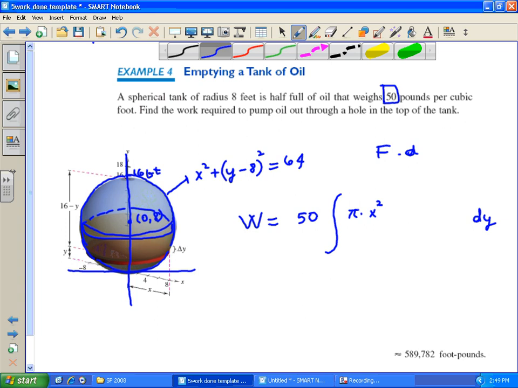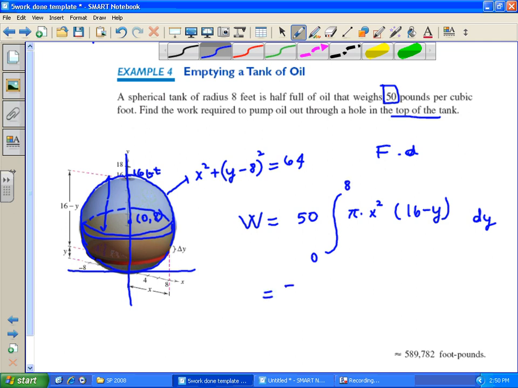And about the distance that this has to be carried based on this given coordinate system, notice that we are pumping the oil to the top of the tank. So this slab will have to go a distance of 16 minus y units. And because it's only half full, the limits of integration will be from 0 to 8.